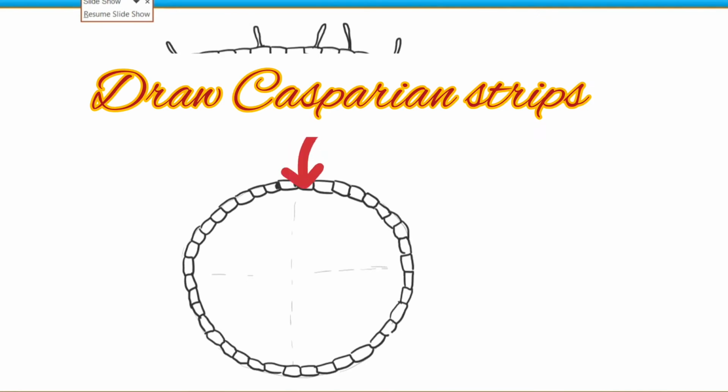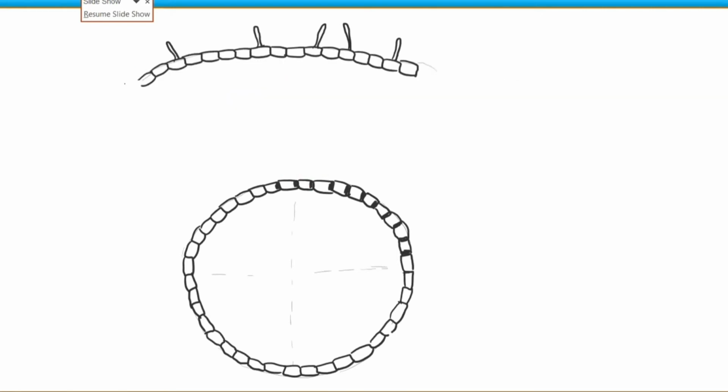Next, start with the Casparian strips. As you can see, you have to darken the cross walls, and it will look like a railway track. So complete this across the circle, and it has to be drawn distinctly thick and dark. Once it is done, the entire endodermis will be very distinct. So this is how you see it.